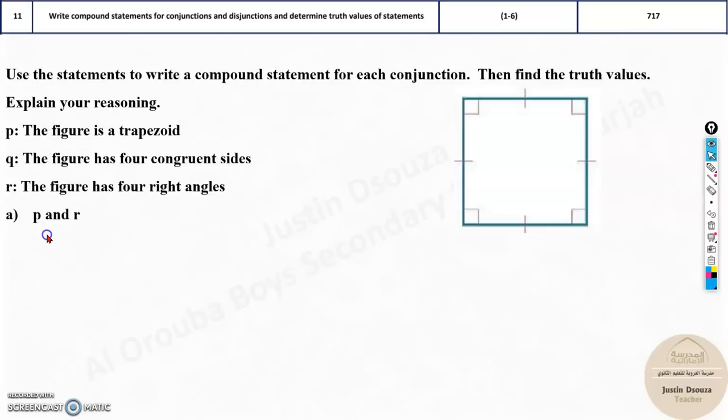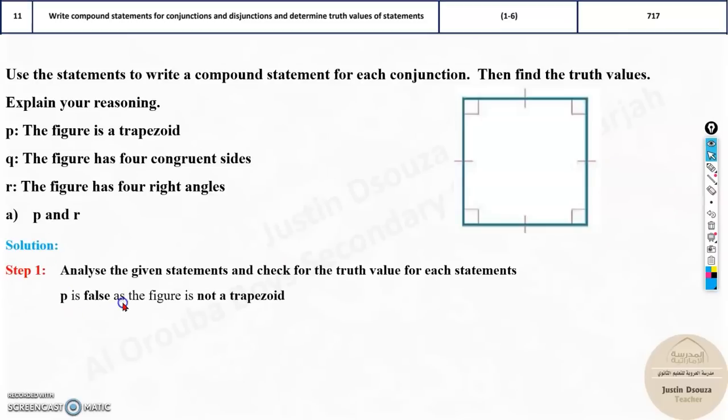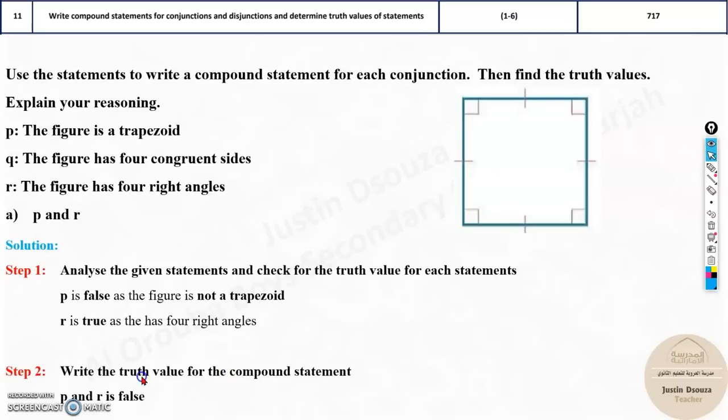So let us look at this. P, what is that statement? P is false because it is not a trapezoid. It's a square. And R is true because it has four right angles. So the compound statement over here, P and R, is false. Why? Because one is false. The entire compound statement is false.